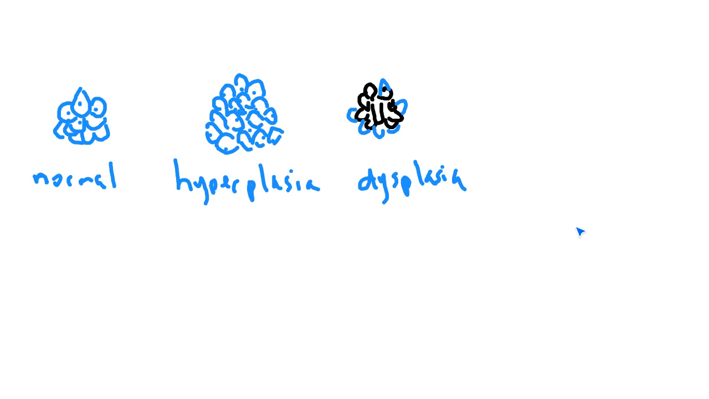Then we go to a situation where it's growing a little bit, but there's no normal cells anymore. These are all cancerous cells, but it hasn't moved. So this is called, and I'm going to spell it out so it'll be easier to see, this is called carcinoma in situ.